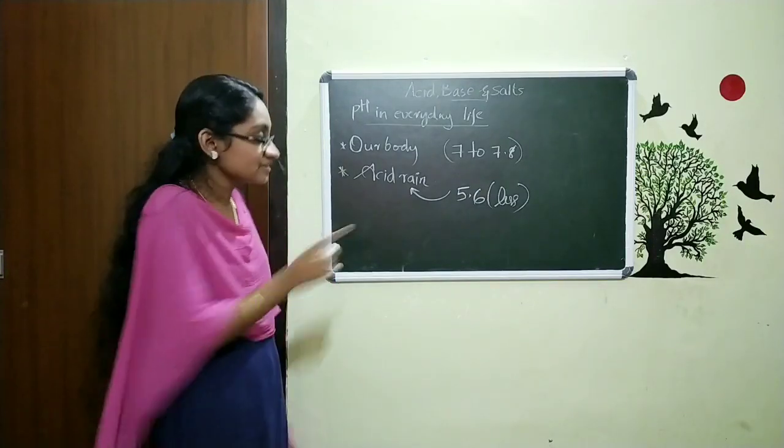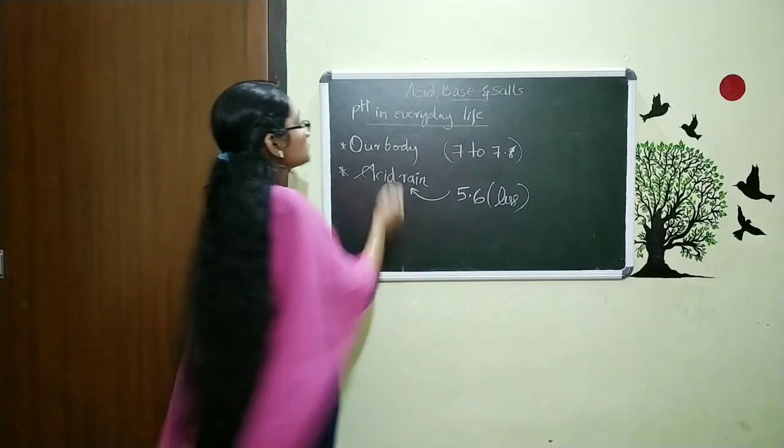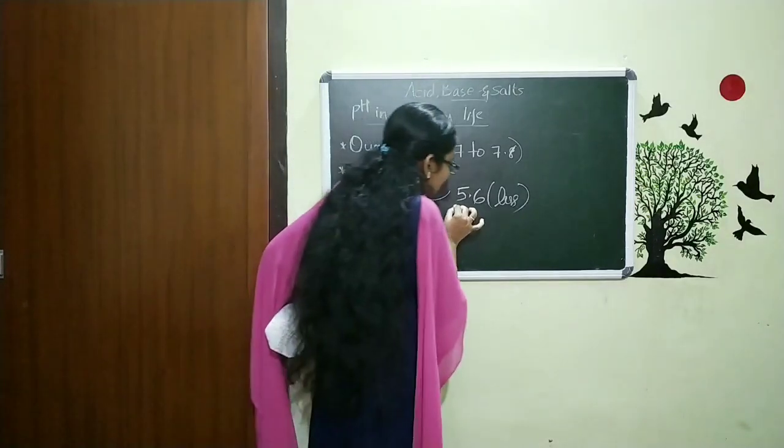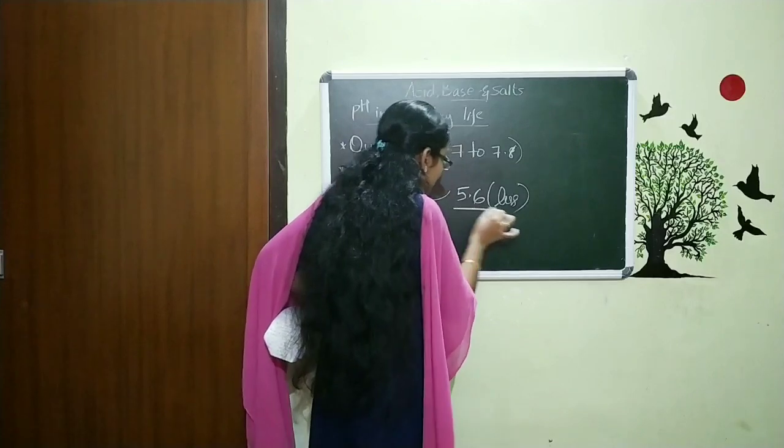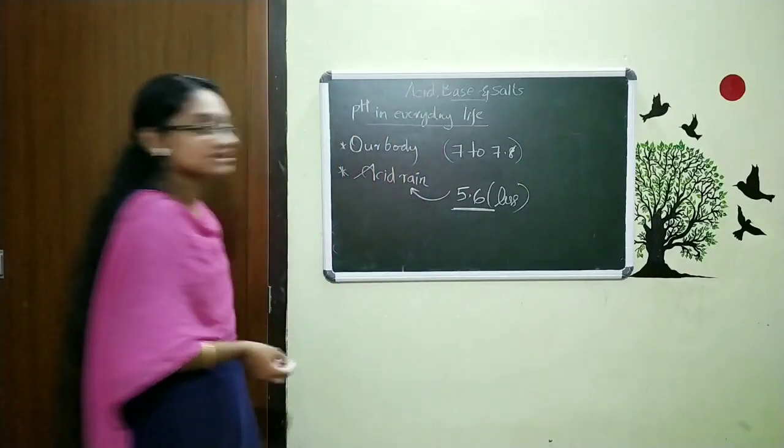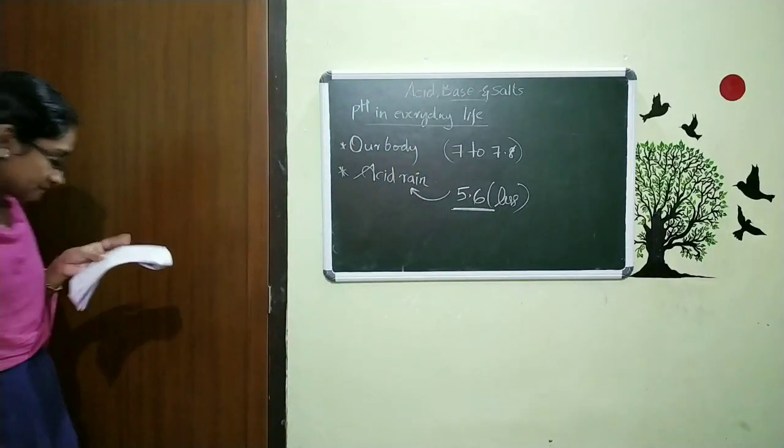You want to remember this value, it is there in your textbook. For acid rain, when the pH value decreases below 5.6, then we can say it is acid rain. That is the second thing.